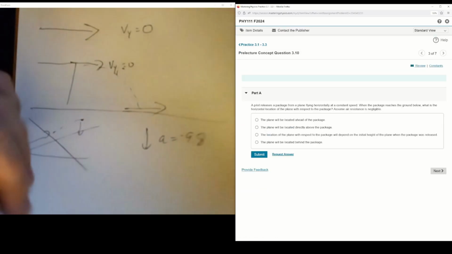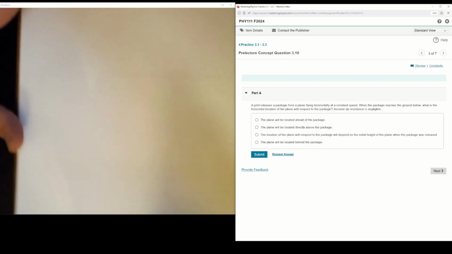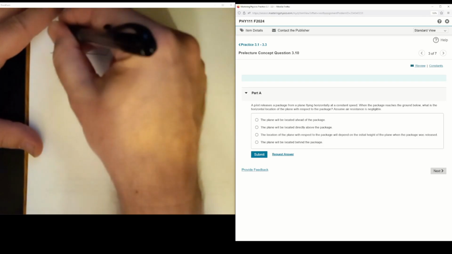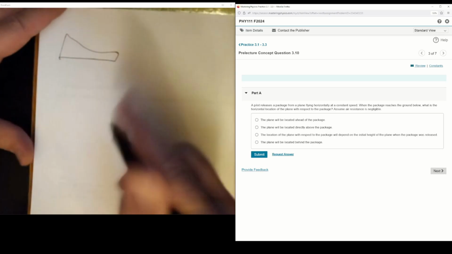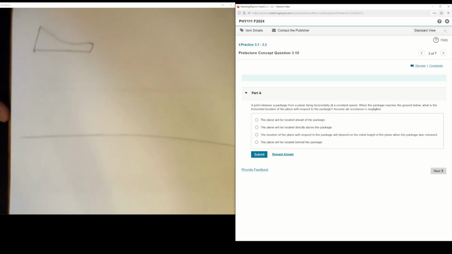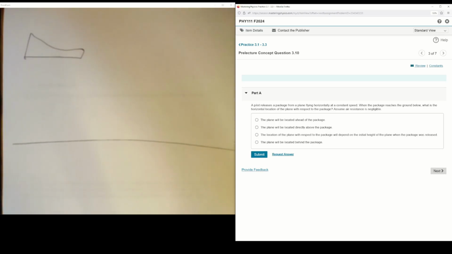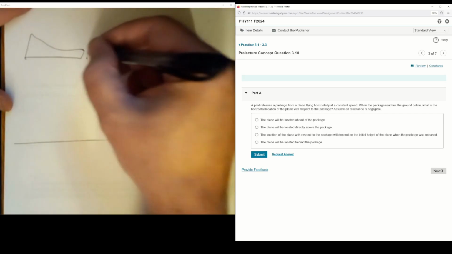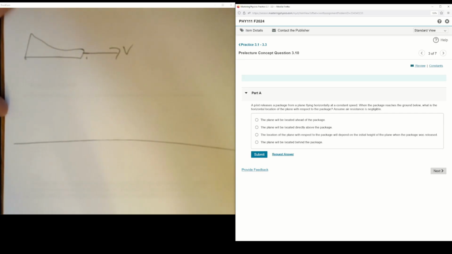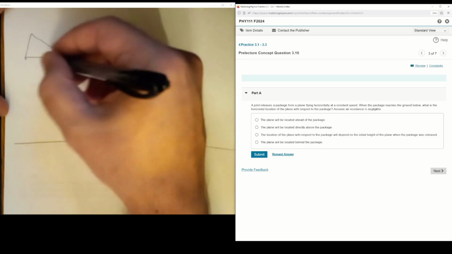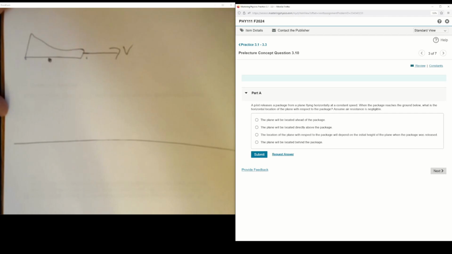So we got for the next one. A pilot releases a package from a plane flying horizontally. So, all right, here's our plane. No reason to be a good artist or anything. We just need to get the picture across. There's my plane above the ground. It's flying horizontally at some constant speed. And it releases a package.